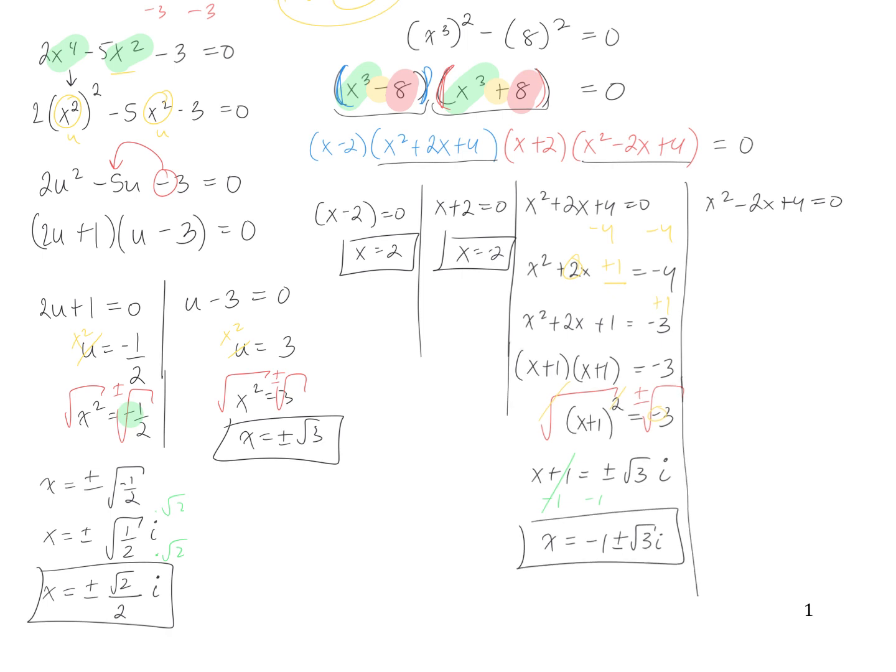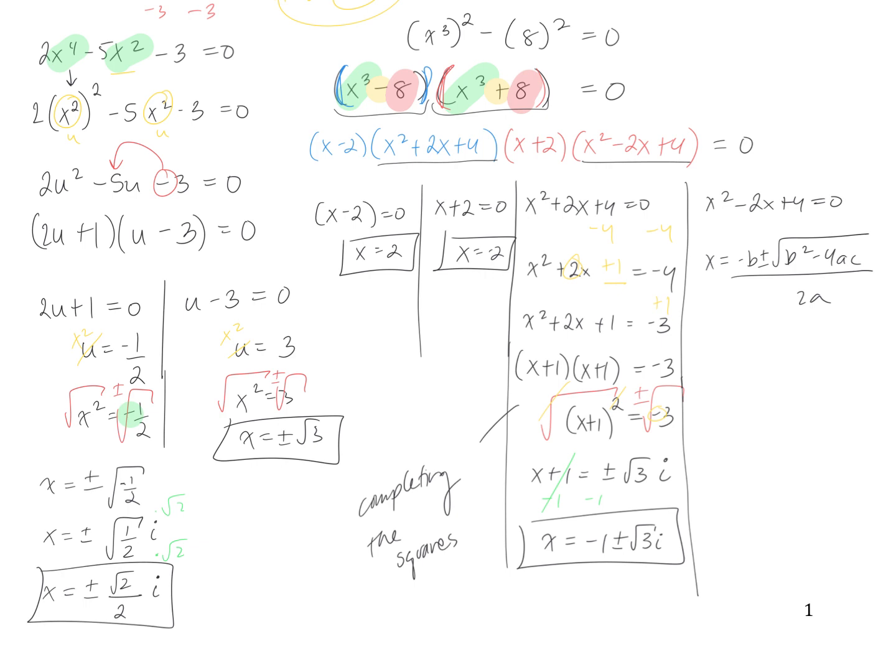Okay, so again, as I mentioned, I was going to solve both of those in 2 different ways. The first way I did completing the square. Second way, I'm going to do quadratic formula, which again is x equals negative b plus or minus the square root of b squared minus 4ac all over 2a.